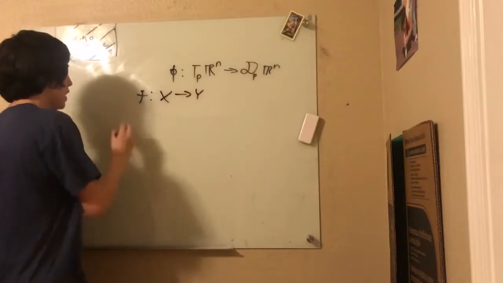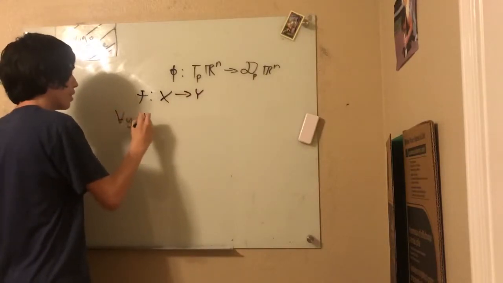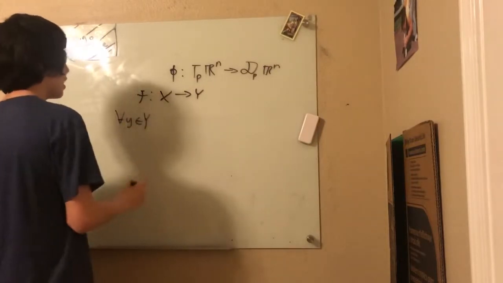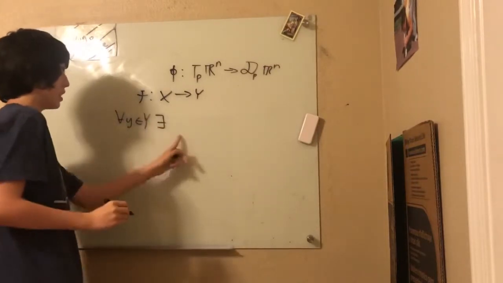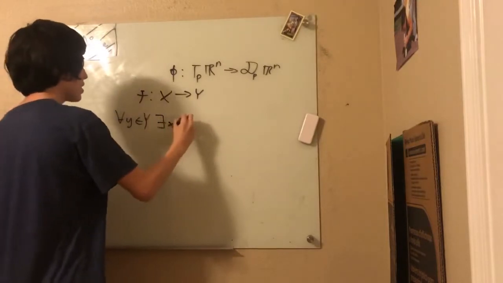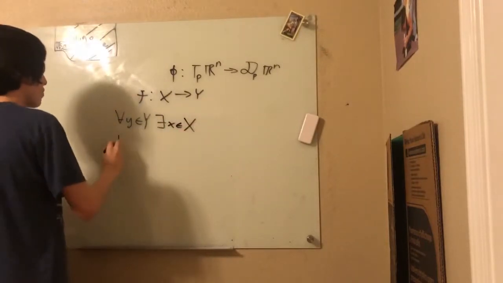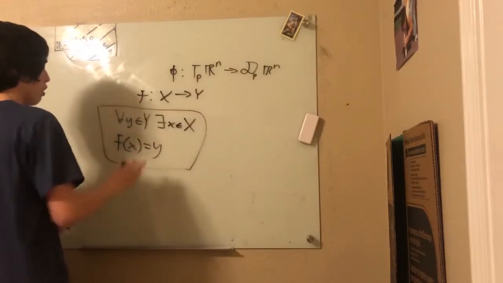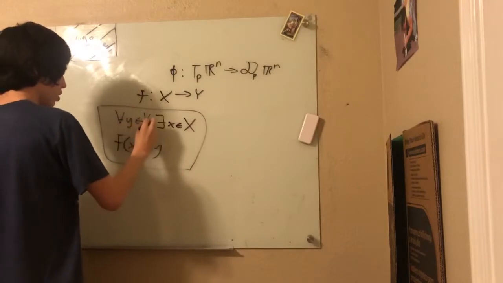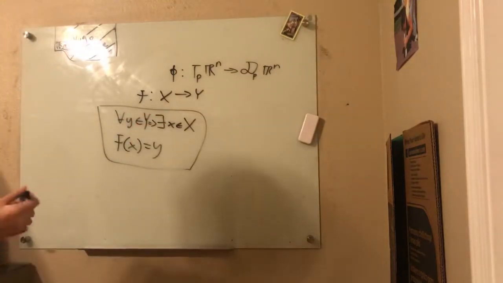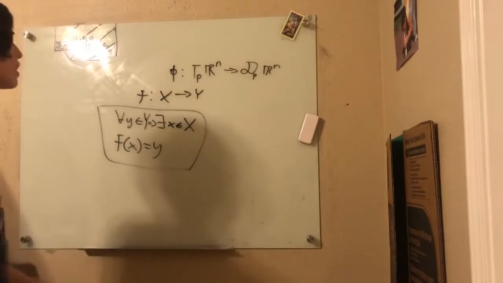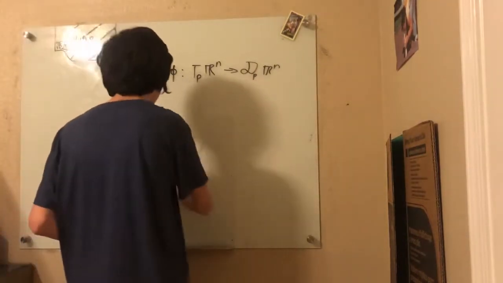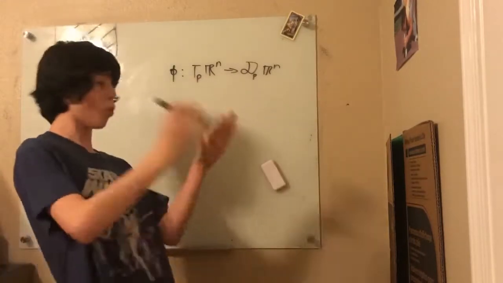So, what a surjection is for any function. Say, I'm just gonna say this function. It means that for every y, for every element in the set you're mapping to, there exists an x in the domain, such that f of x is equal to y. This is the definition of a surjection. So we're gonna use that for our next trick.